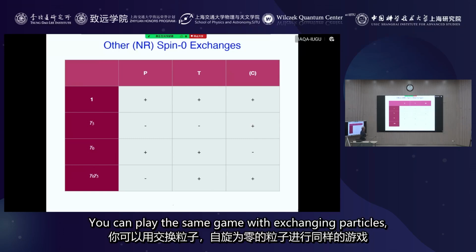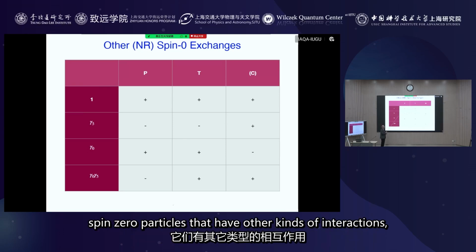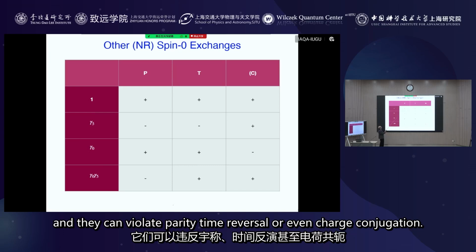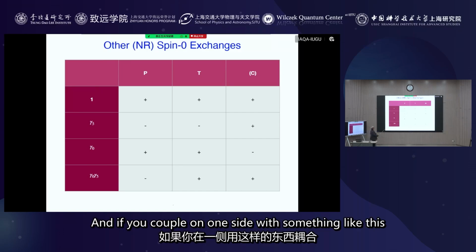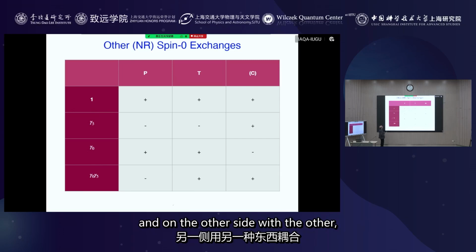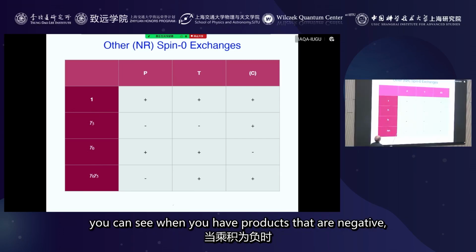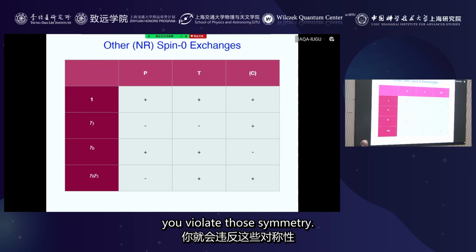Okay. You can play the same game with exchanging spin zero particles that have other kinds of interactions, and they can violate parity, time reversal, or even charge conjugation. And well, there's a table, and if you couple on one side with something like this, and on the other side with the other, you can see when you have products that are negative, you violate those symmetries.